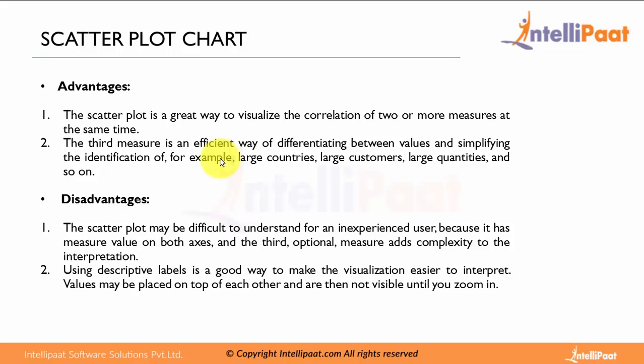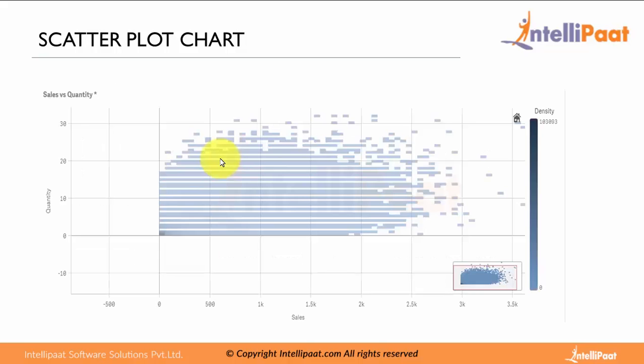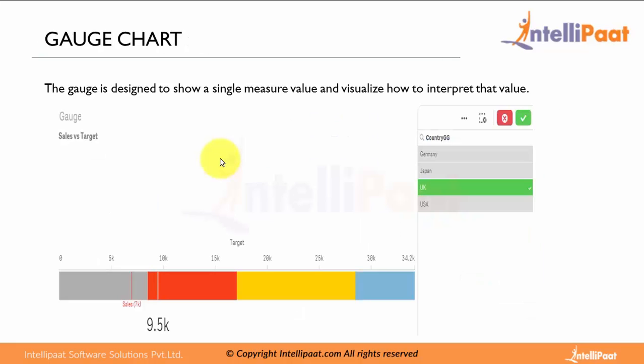So drawbacks of scatter plot chart. The scatter plot may be difficult to understand for an inexperienced user because it has measure value on both the axes, and the third optional measure adds complexity to the interpretation, because you need to zoom and you can move the positions here and there, and you can narrow down and see the values of the bubble. So using descriptive labels is a good way to make visualization easier to interpret. Values may be placed on top of each other or they're not visible until you zoom in. Because until you zoom in, you cannot see the values of the bubbles. So this is one of the drawbacks. So the inexperienced user, they will be finding difficulties initially.